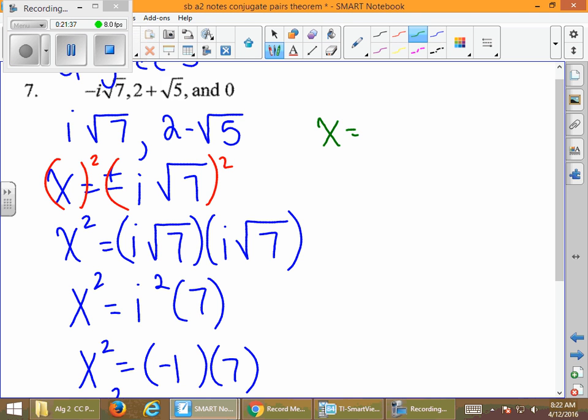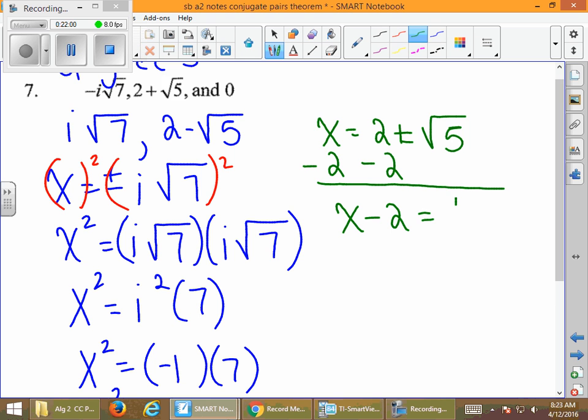x equals 2 plus or minus the square root of 5. And now we're really going to have to isolate. We were lucky with our blue part of the problem because it was already isolated for us. But here we're going to have to subtract 2 from both sides. So we have x minus 2 equals plus or minus the square root of 5. We're always trying to isolate the plus or minus part of it.